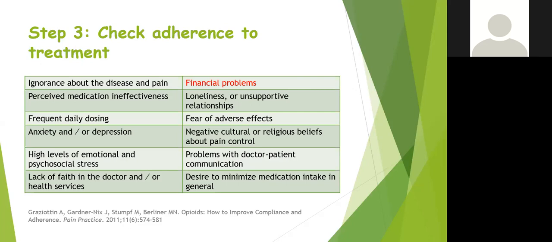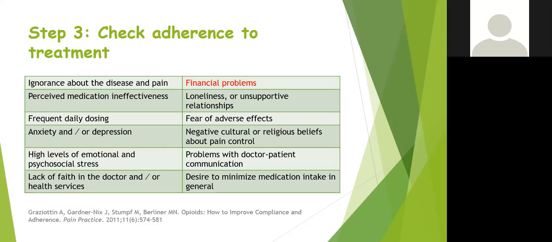Again, the fear of adverse effects is the most important thing that we face, especially with opioids: how to talk to them about the adverse effects, and how to actually allay their fears and dispel those fears and myths. Negative cultural and religious beliefs: some people feel that the pain is sometimes God's punishment, and they don't want to take it away. They'd rather bear the pain than take morphine. These are the cultural issues about not treating the pain.